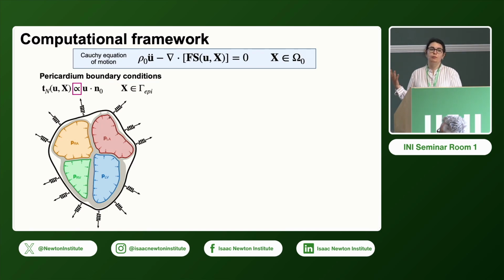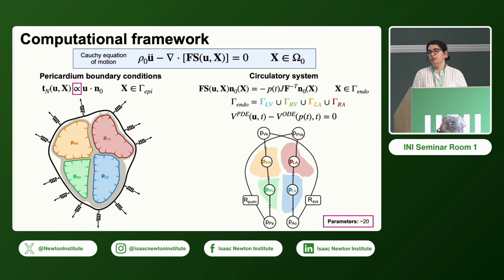So we have a representation of the pericardium with normal springs. The stiffness of the springs is a parameter in the model, and it varies over space. And we also have a representation of the circulatory system based on CircAdapt. So here we have the CircAdapt model coupled with the 3D model, 3D PDE model, by basically adding an equation to the finite element solve so that the volume estimated in the PDE and the volume estimated in the ODE match up, and this gives us the pressure in the 4 chambers. And also this circulatory model is quite complex with quite a few parameters.